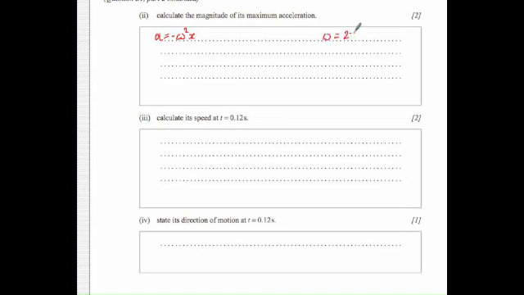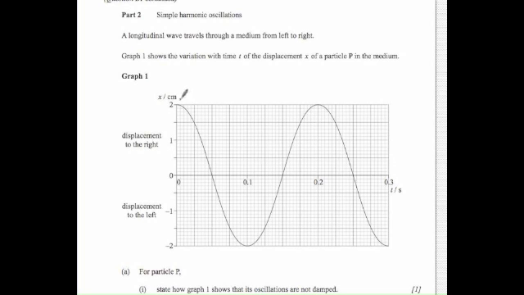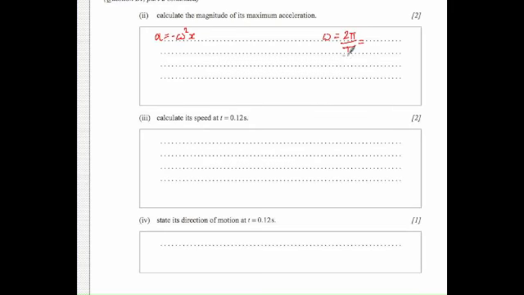Omega is 2 pi over T, where T is the period. And going back to the graph, we can see the period, from one peak to the next peak, is 0.2 seconds. So 2 pi over 0.2 is 31.4 units per second.